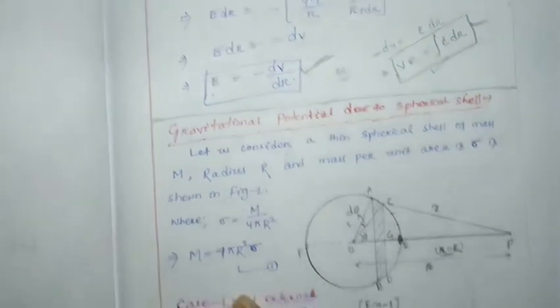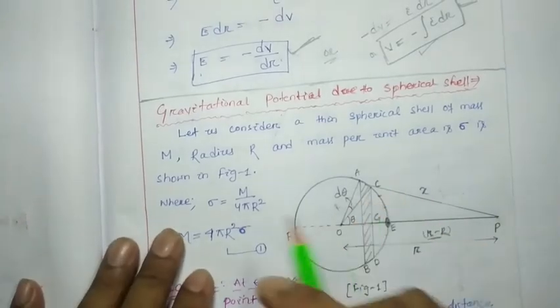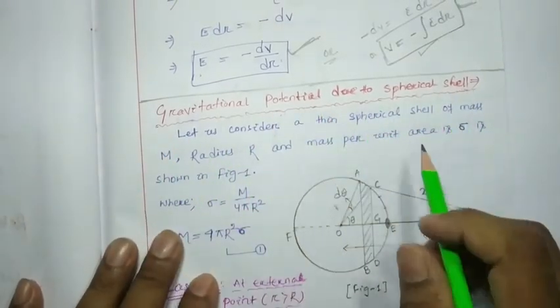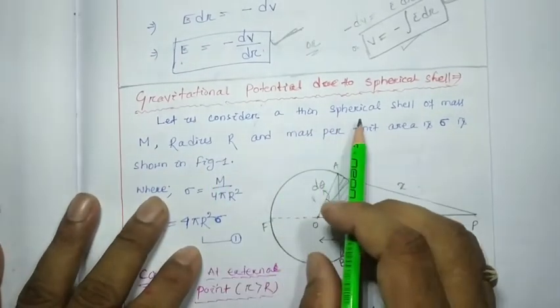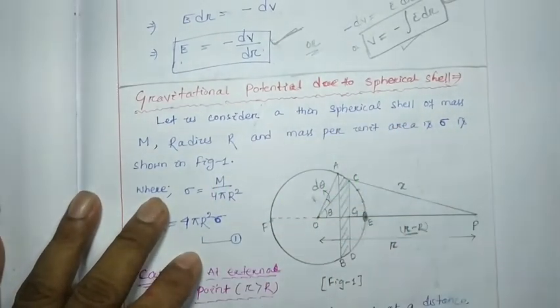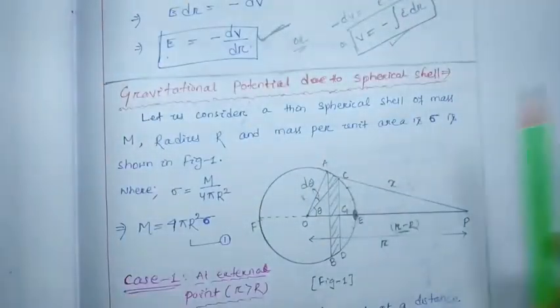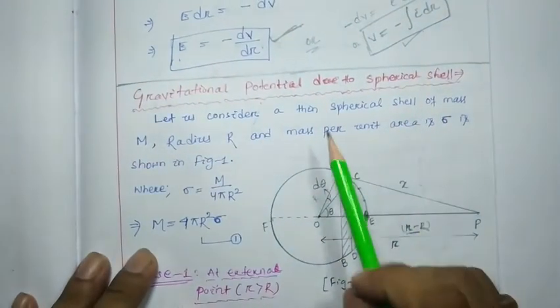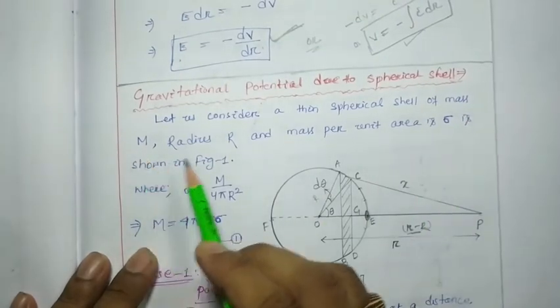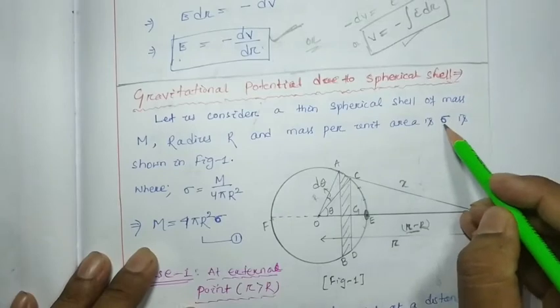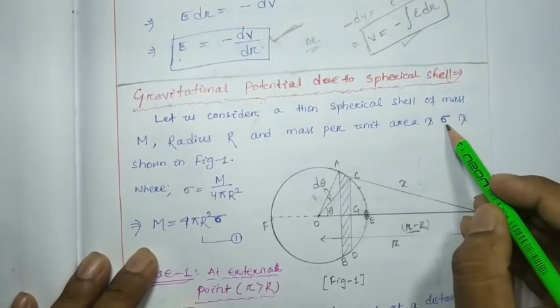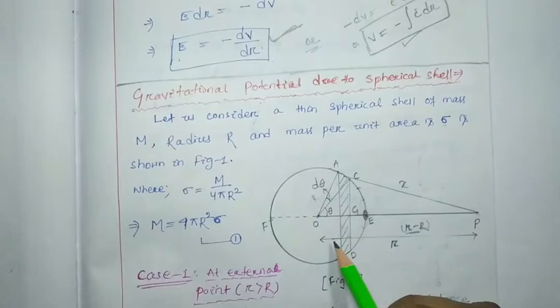In today's class we are going to discuss gravitational potential due to a spherical shell. So first we have to consider a thin spherical shell. A spherical shell means you just consider a hollow sphere. Inside the sphere it is vacuum. A spherical shell of mass capital M, radius r, and mass per unit area sigma. This symbol is sigma, shown in figure 1.